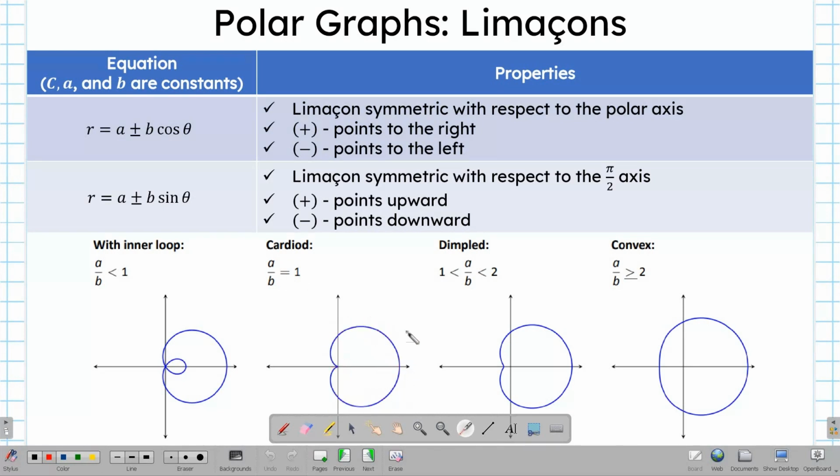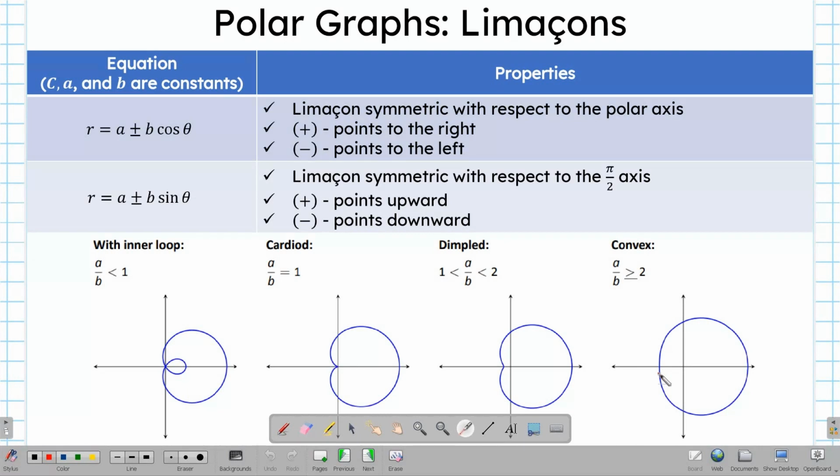So cardioid. If the ratio of A and B is between 1 and 2, like 1.5 or 3 halves, and so on, then the limaçon is dimpled. The point of the cardioid is not on the pole. It's somewhere here on the polar axis. And if A over B is greater than or equal to 2, it's a convex limaçon, and the dimple flattens on this side. So those are the 4 types of limaçons.